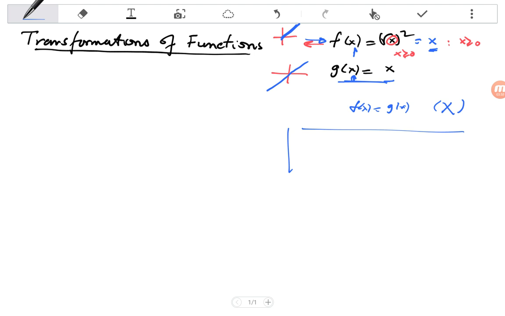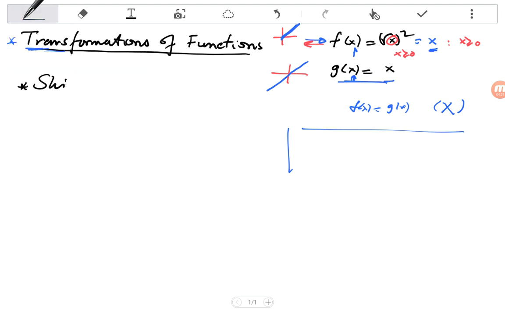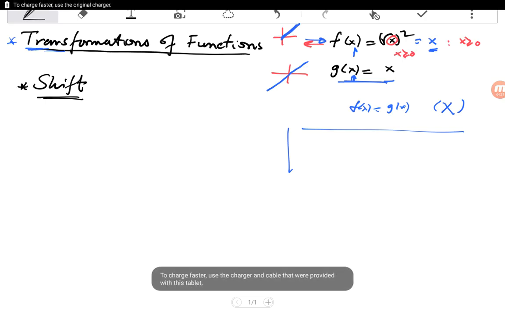Okay, in this lesson we'll study something called transformations of functions. These are the meanings of some geometrical transformations. We will make some geometrical transformations, and we will know how to express these geometrical transformations analytically. So let's see the first transformation. There is something called shift. We may do a shift in a function.